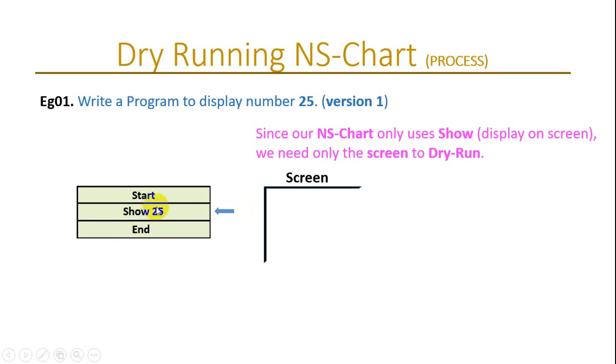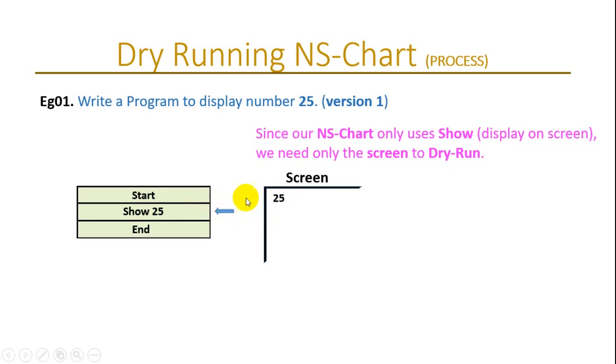And also remember, we have already studied this. If there are double quotes around it, it is alphanumeric. If there are no double quotes, it's numeric, right? So actually this is a numeric constant. So we are saying show 25. It's trying to show the numeric constant 25 on the screen. So the next thing that will happen is it will appear on the screen.